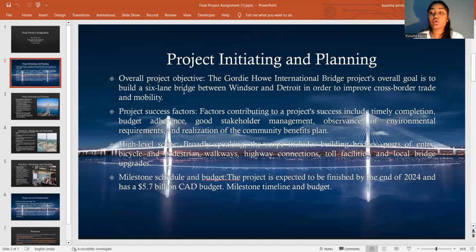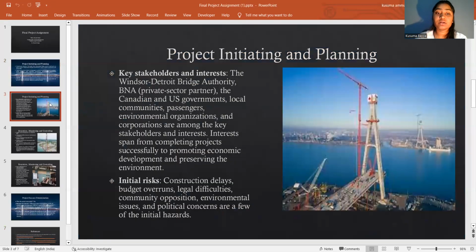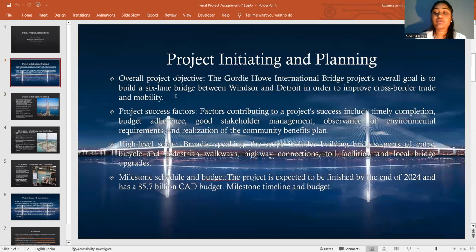So when it comes to the project initiating and planning, I have mentioned six subtopics in this. They are the overall project objective, the project success factors, the high level scope, the milestone schedule and the budget, the key stakeholders and interests, and the initial risks. So at first I want to discuss the overall project objective.